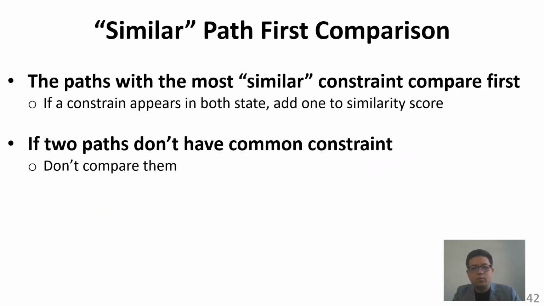To get more meaningful results, Violet uses a similar path first comparison. It will compare the path with the most similar constraint first. If the constraint for a related parameter appears in both states, we will add 1 to the similarity score. If 2 paths don't have any common constraint, we will not compare them.